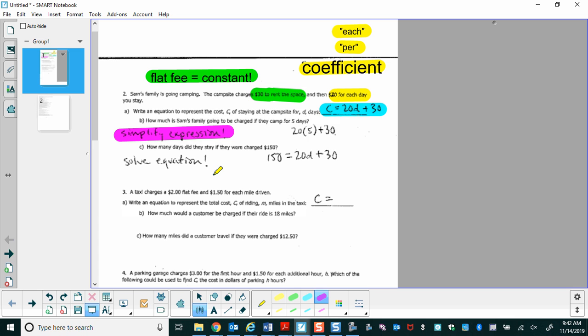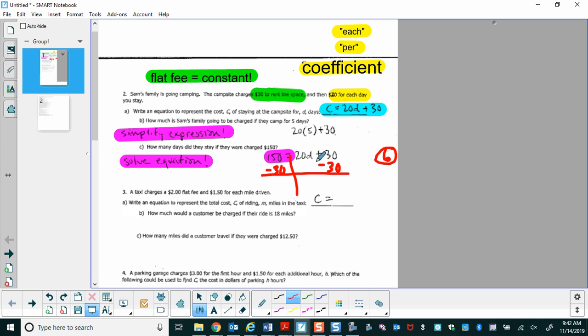Now for the next question, if it asks how many days did they stay if they were charged $150, now we're given the total over here. And if you're given the total and trying to find the missing part, that is when you are solving an equation. So when we see a problem like this, that's when you're going to drop the line and solve, and you'll subtract 30 on both sides because that's how much it costs just to rent the camp space. So $120 was spent, and if it's $20 a day, we can see that they stayed for 6 days, okay?